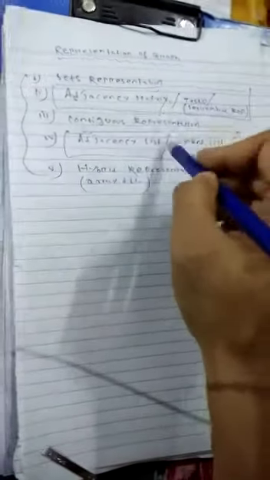But in your syllabus, the adjacent matrix representation, that is a sequential representation, and the adjacent list, that is a linked list representation. So these two are in your syllabus, and in the exam also these two are asked. But for knowledge purposes, I am discussing the others a little bit, but briefly.